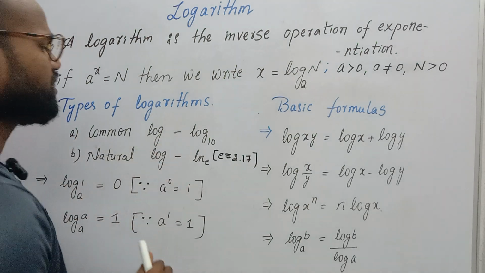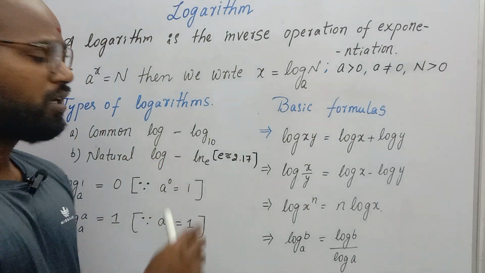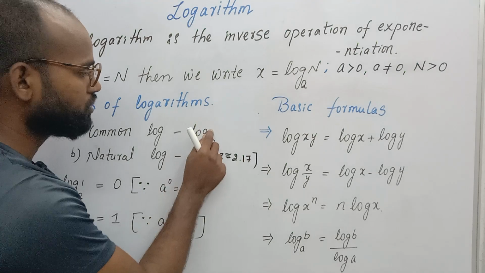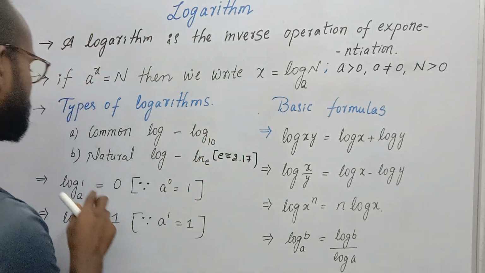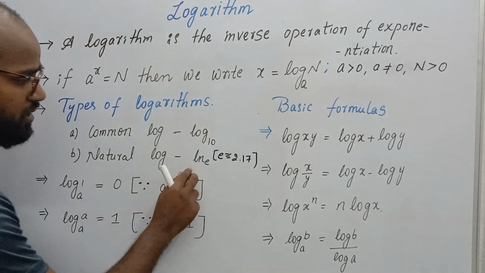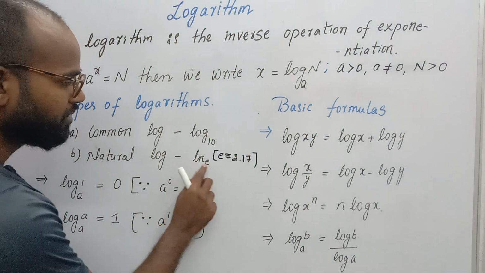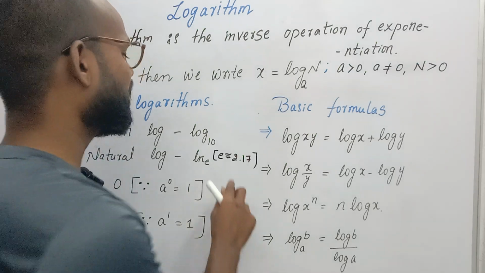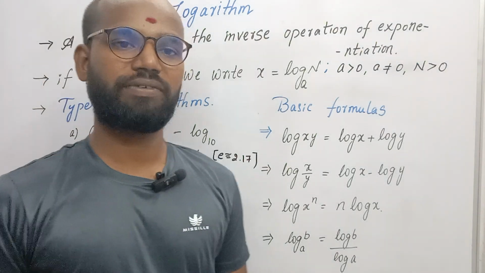How to represent the common logarithm? The common logarithm is written with log, log base 10. Next, how to represent the natural logarithm? The natural logarithm is represented by ln, in small letters, with base e. The e value is approximately 2.17.